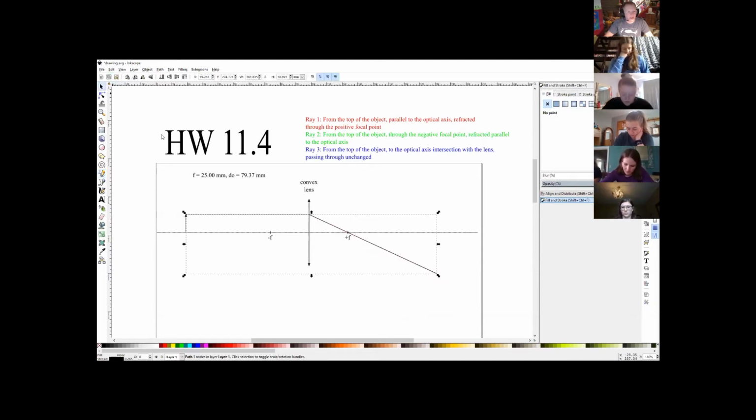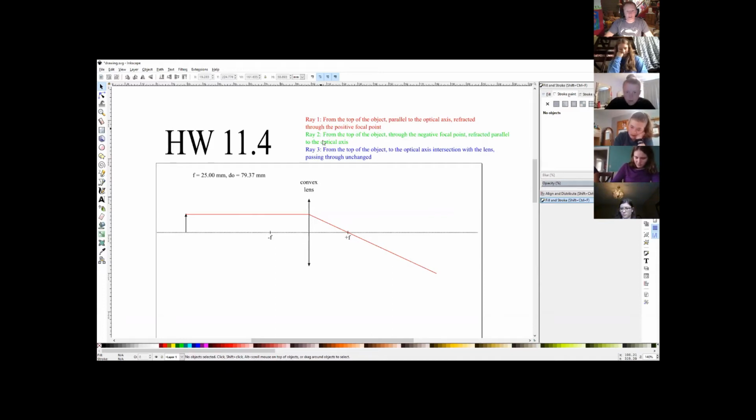And I'm going to change those to red for consistency. Oh, I guess those are all the same. Like so. Second one, which I'll make green, goes from the top of the object through the negative focal point. And once it hits the lens, it is refracted so that it goes parallel to the optical axis.